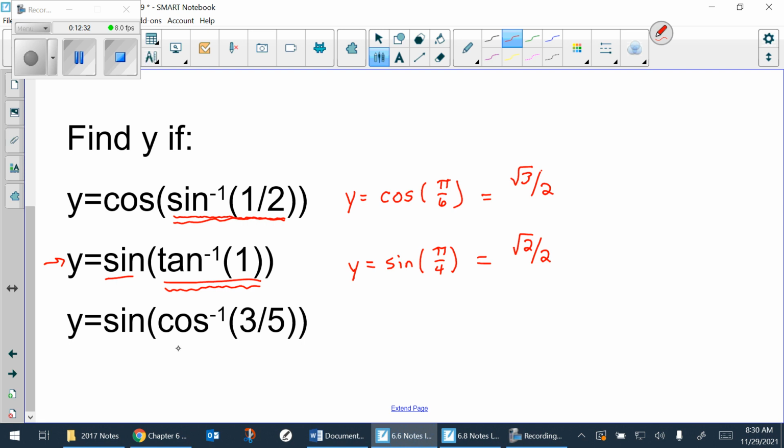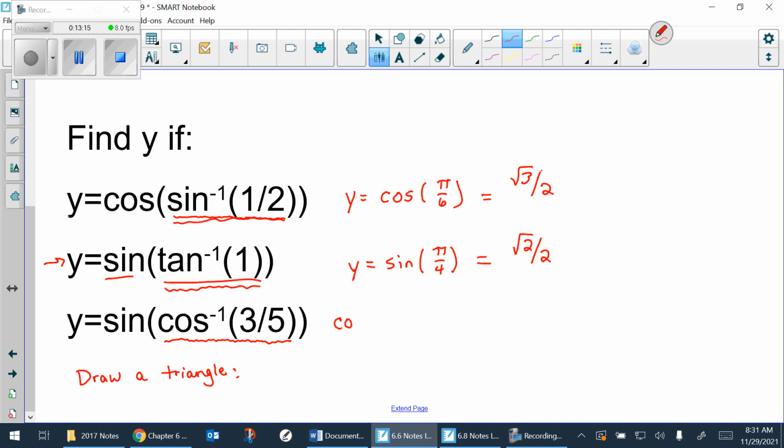Now, I don't know what the cosine inverse of 3/5 is. I can't say that's pi over 6 or pi over 4. That's not on the unit circle. When I'm faced with something that isn't on the unit circle, and you can expect to see this on maybe a test or a quiz, we're going to really emphasize today drawing a triangle. Now, here's how we're going to do that. We're going to get some more practice with this.